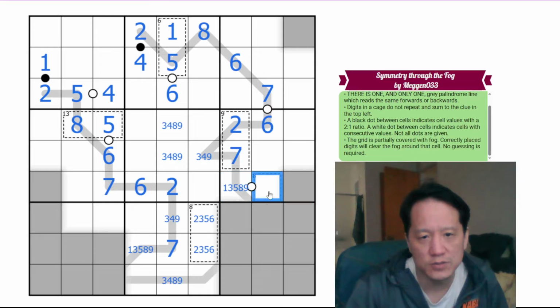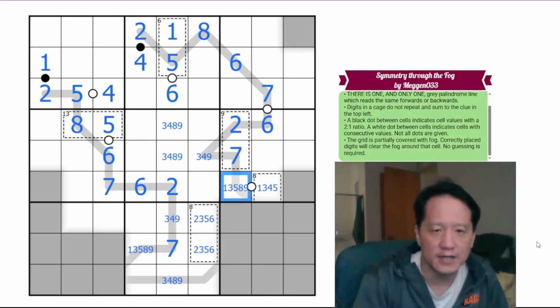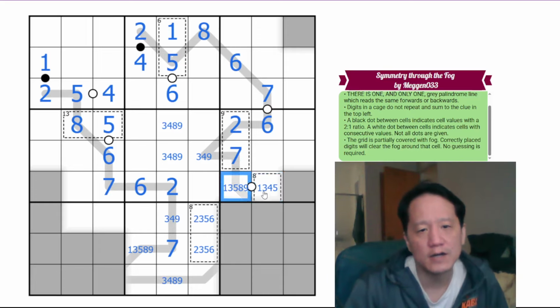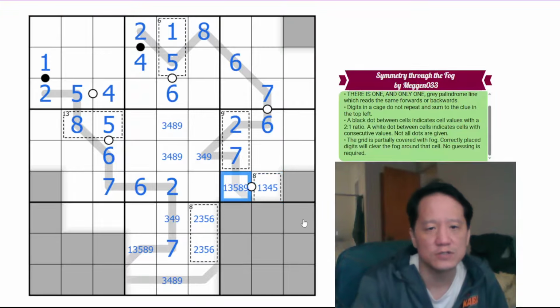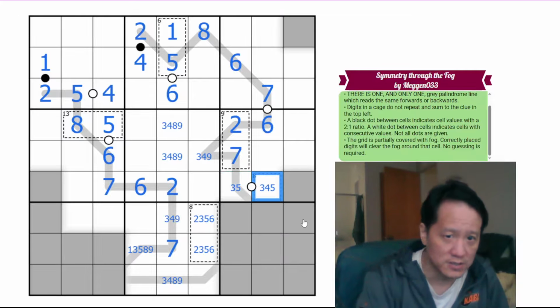To add up to 8, you have to have a digit less than 8. So we can't have 2, 6, and 7. So that leaves 1, 3, 4, or 5. 8 and 9 are not going to be consecutive with any of those digits, so this can't be 8 or 9, and we can't have 1 here because 1 is only consecutive with 2. So I think that has to be 4 then here.